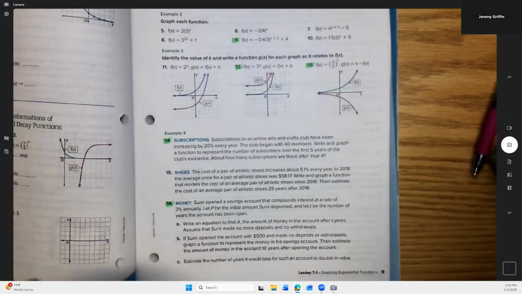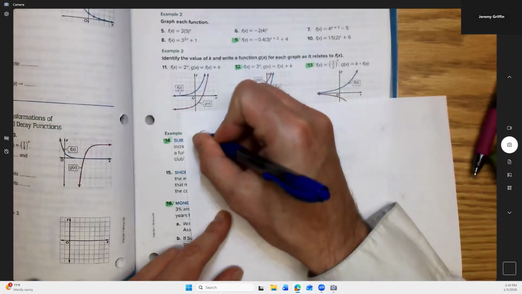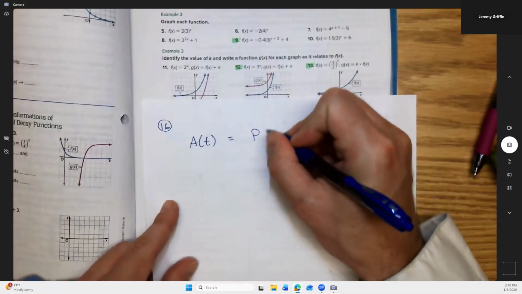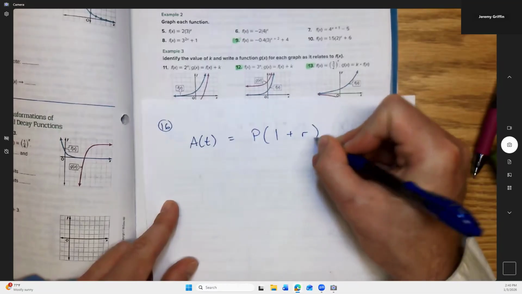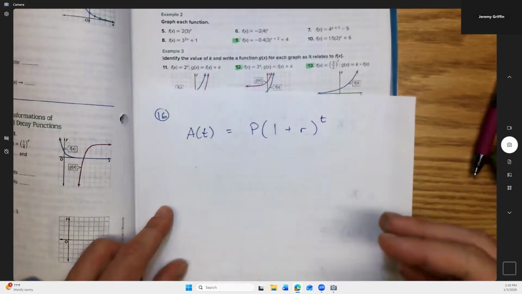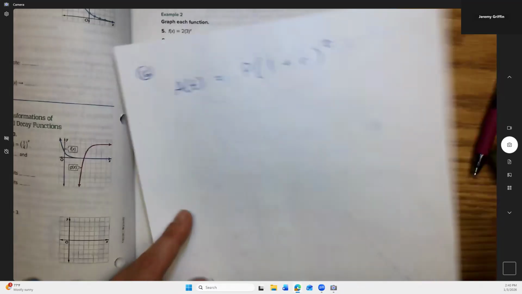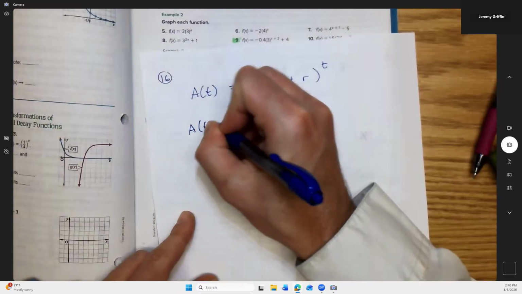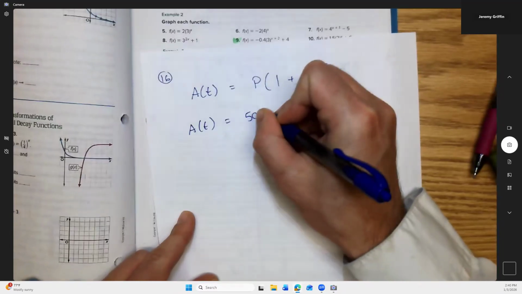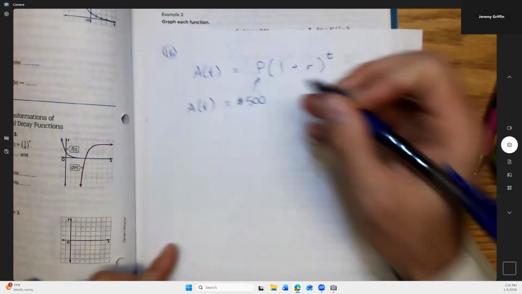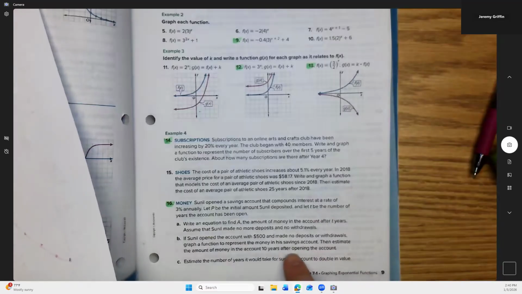Okay, so I'll try that. So the amount he has after some time is equal to the principal P times 1 plus the interest rate, to the power of the number of years that pass. We're doing just real simple compounding at the end of every year. You put in $500, that's the principal. He makes no deposits or withdrawals.